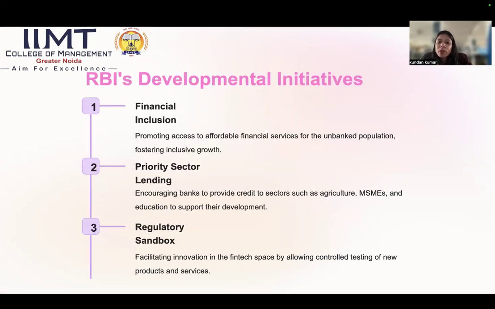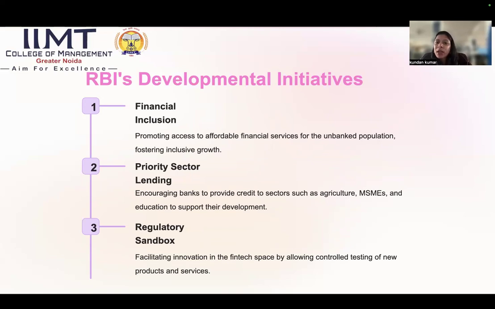Now the most important function of RBI is developmental initiatives. It is done by financial inclusion, priority sector lending, regulatory sandbox. First one is financial inclusion. RBI promotes access to affordable financial services for the unbanked population, fostering inclusive growth.